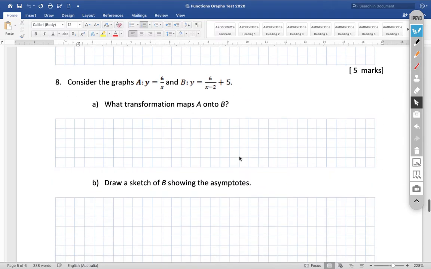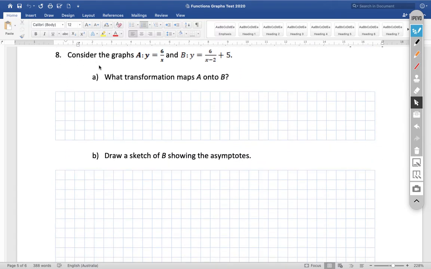Right. Okay. Question 8, consider the graphs. What transformation maps A onto B? So it's like that's our starting point, A. Something's happened to get to B. Now here, it's moved 2 to the right. And here, it's moved 5 units up.